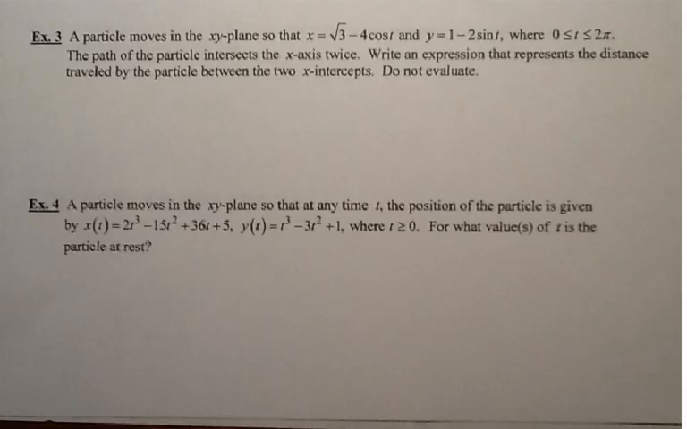Alright, example 3. A particle moves in the xy plane so that x is equal to, we're given the equation, and y is equal to the other equation, where time is between 0 and 2 pi. The path of the particle intersects the x-axis twice. Write an expression that represents the distance traveled by the particle between the two x-intercepts. Do not evaluate it.